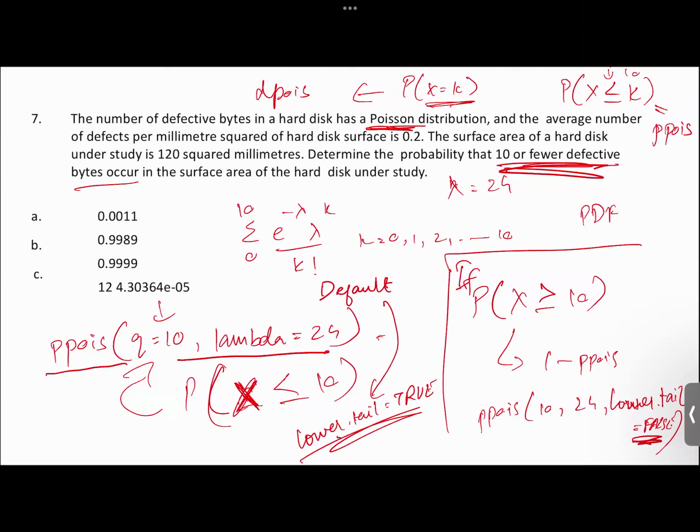Lambda is not needed, ma'am. Lambda equal to that is all the same. That always remains the same. Your k and your lambda is the same. Should we mention lambda equal to, or if we simply write it, will the command take it? The function has been built in such a way that your first argument is k, which is q here, and your second argument is lambda.